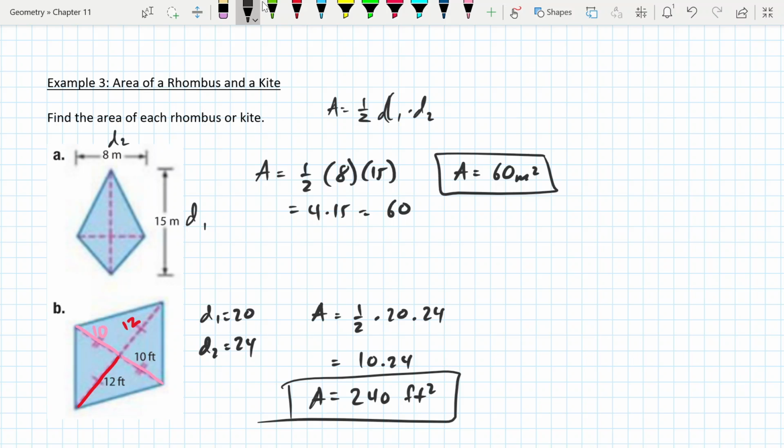So once you get it plugged into the formula, it goes pretty fast. It's just some basic calculations.